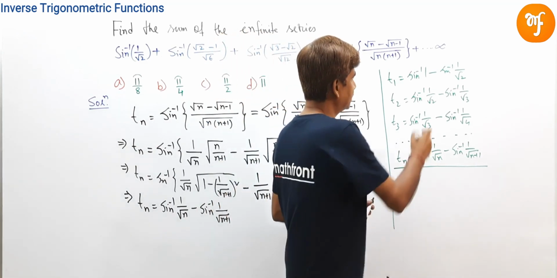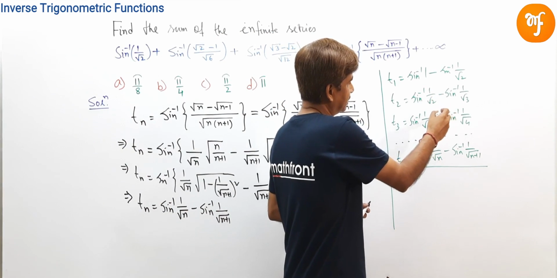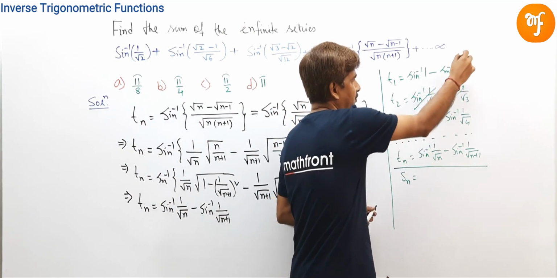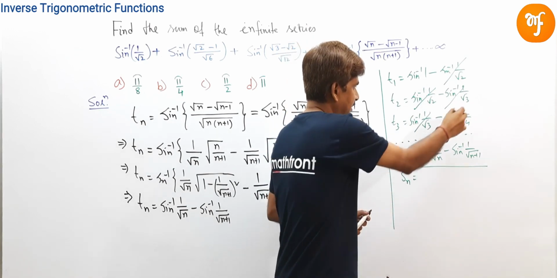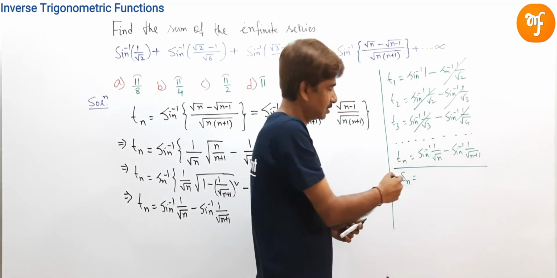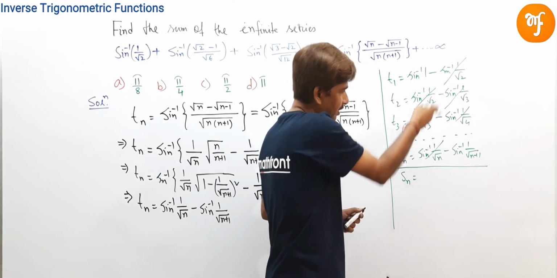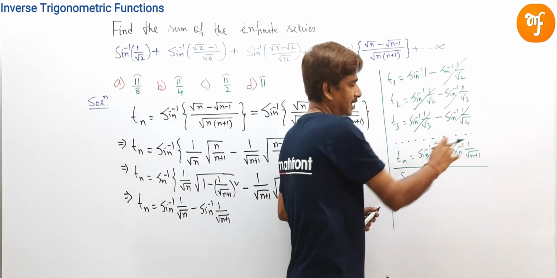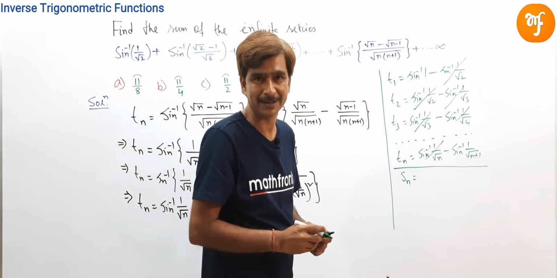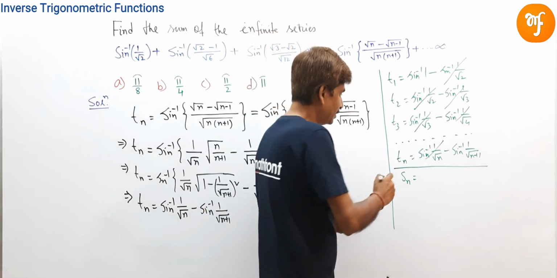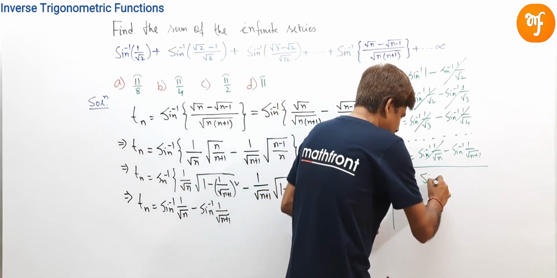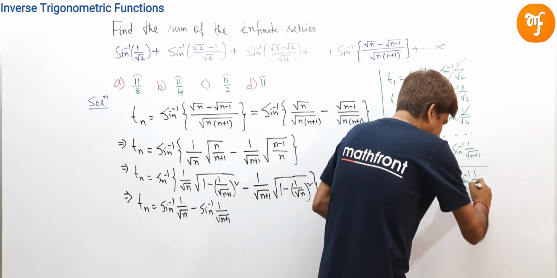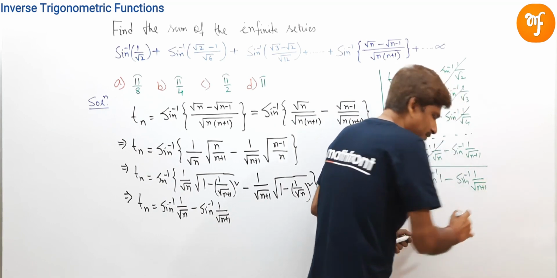And in the right hand side, we can cancel in this way. Sine inverse 1 by root 3, sine inverse 1 by root 3, sine inverse 1 by root 2, sine inverse 1 by root 2. Similarly, sine inverse 1 by root 4 like this. So, in this way, we can cancel all the terms excluding sine inverse of 1 and sine inverse of 1 divided by root over n plus 1. Is it? So, what is Sn? It is sine inverse of 1 minus sine inverse of 1 divided by root over n plus 1.